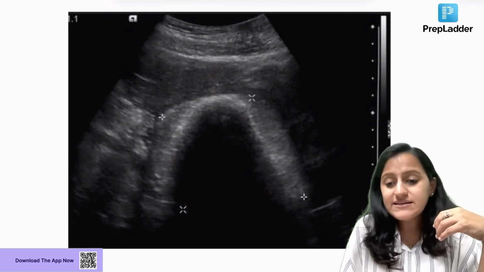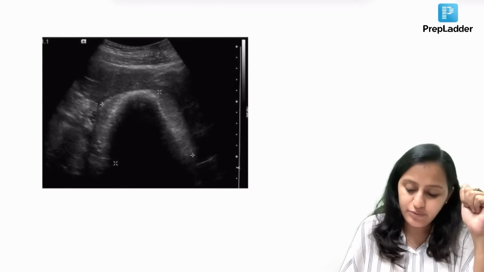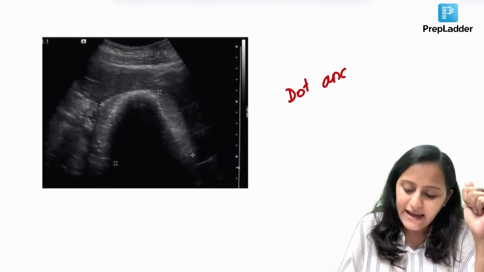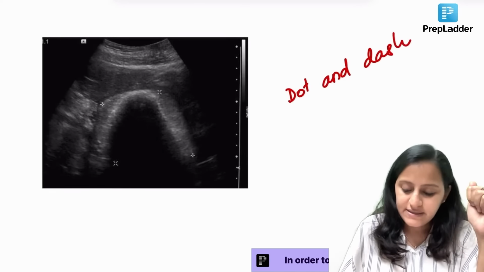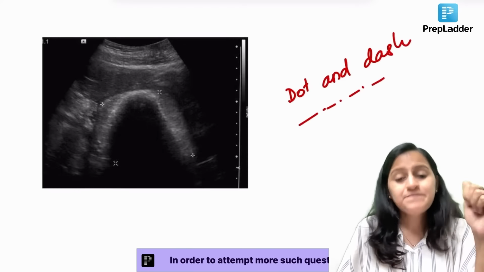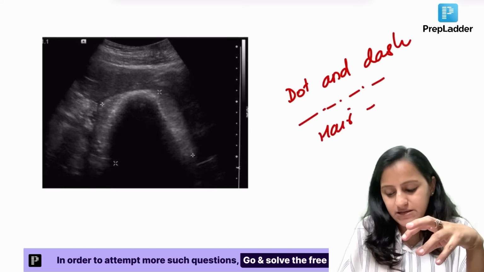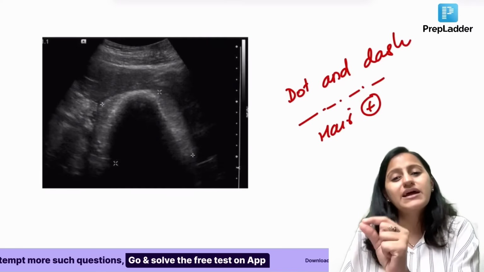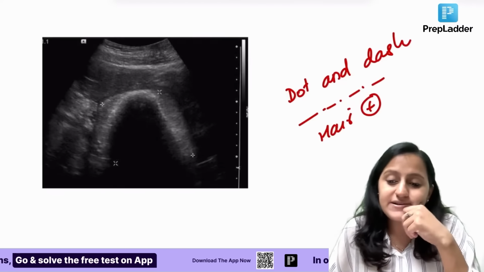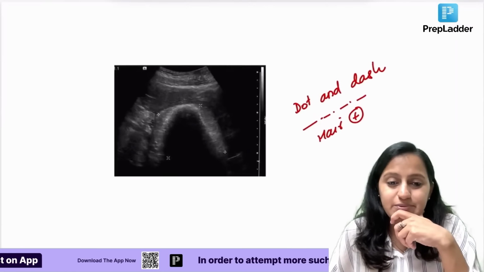Okay. The other sign that you see in dermoid is the dot and dash appearance. Right. There is hair also present in dermoid. So that hair gives the dot and dash pattern. Okay, so that is also important. Is this clear with everyone?